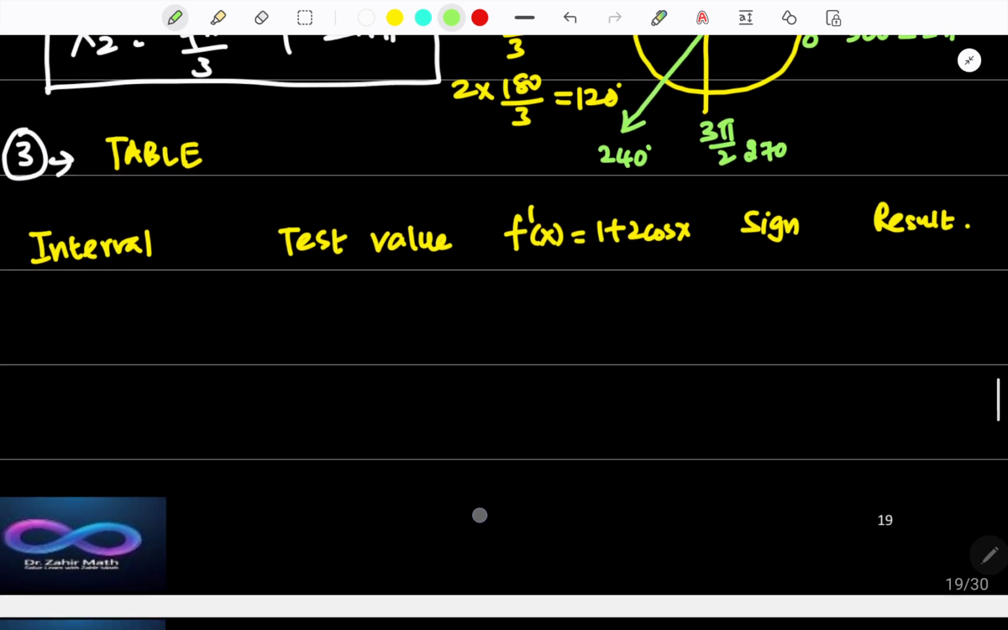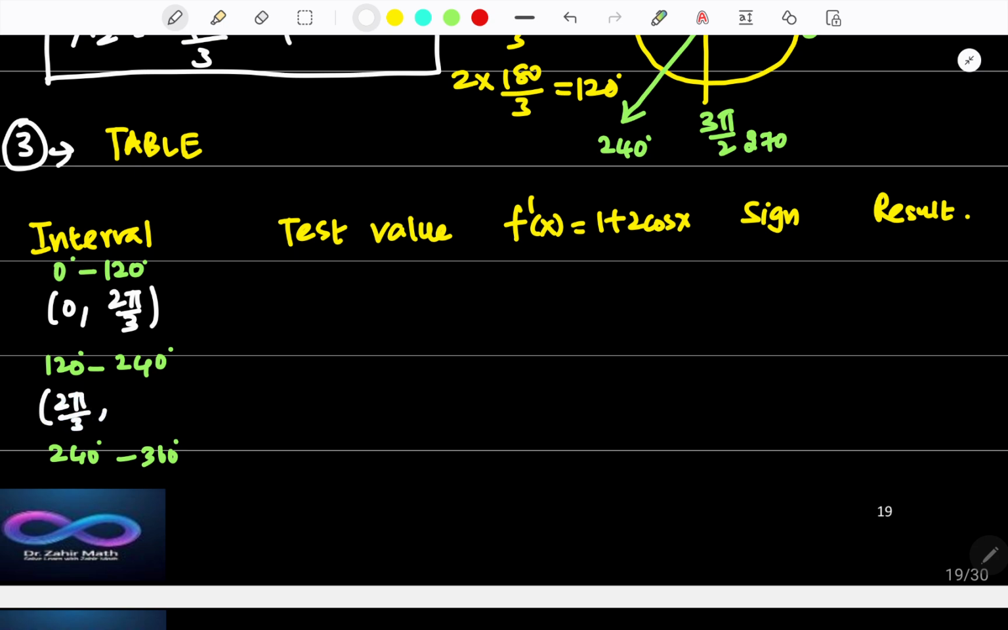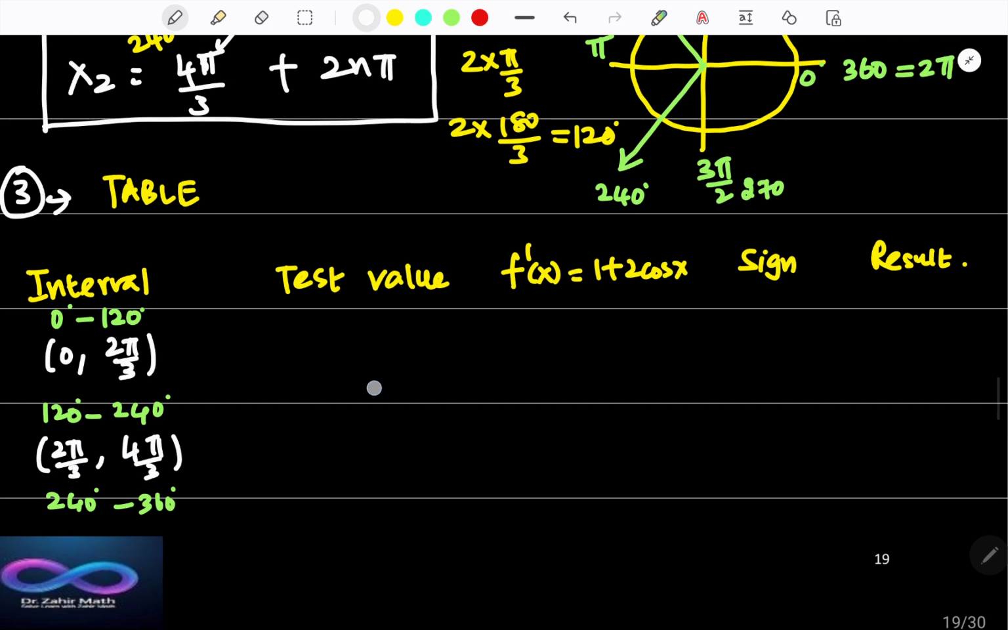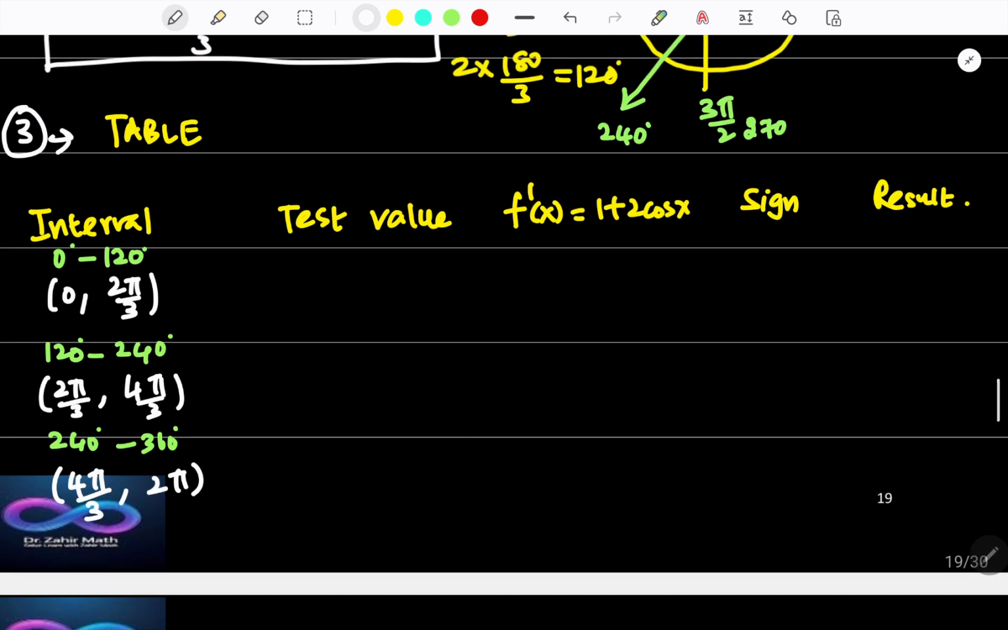So this one I'm going to take here. So 0 to 120, and then 120 to 240, then 240 to 360 degrees. Clear all of you? But you're not going to write in degrees. You're going to write in radians. So 0 to 120 is 2 pi by 3, and this is 2 pi by 3 to 4 pi by 3. Just now I wrote it: 240 is 4 pi by 3. Then this is 4 pi by 3 to 2 pi. Clear all of you? Now it's very, very clear.